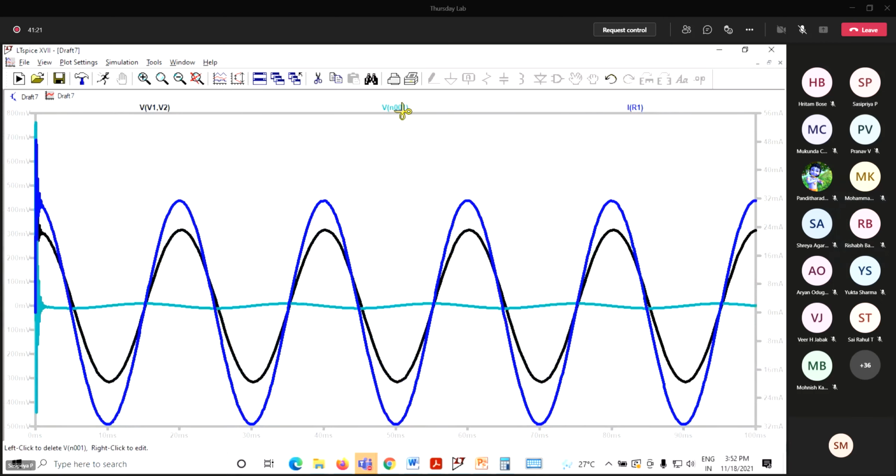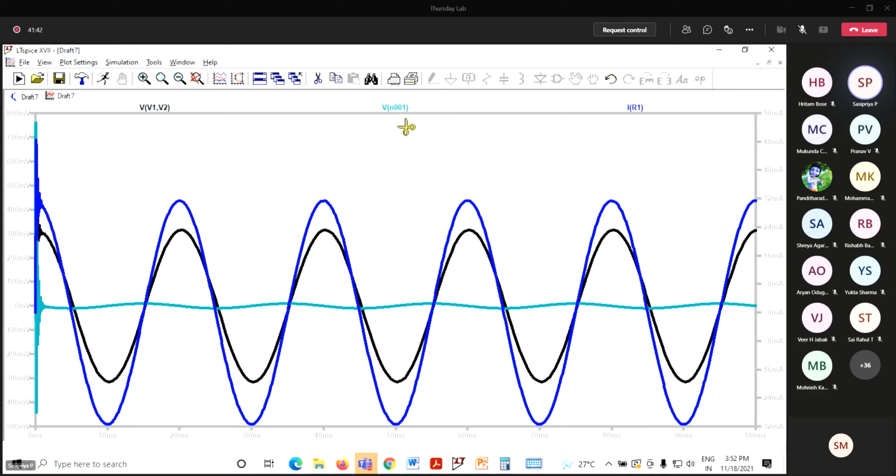Now V1, V2. See, I of R1 is the blue color one and V of V1, V2 is the resistor voltage. Both of them are in phase. And then I of R1 is the total current and V of node 1, probably that is the inductor current.